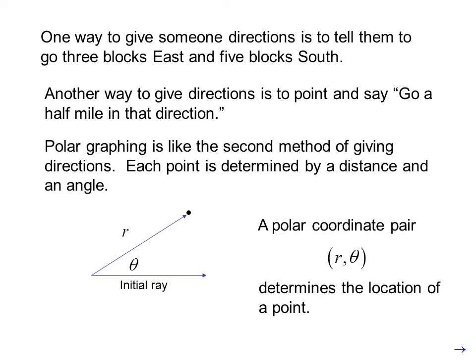A polar coordinate pair (r, theta) determines the location of a point. The angle is measured counterclockwise from the initial ray, which would be horizontal on the x-axis, and r is the radius, which is the distance from the origin.